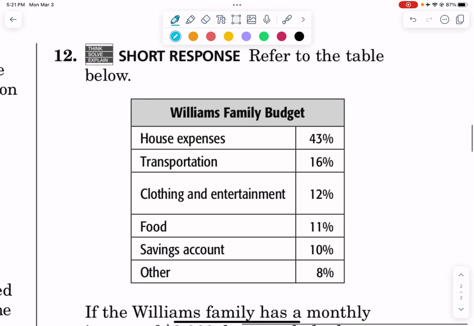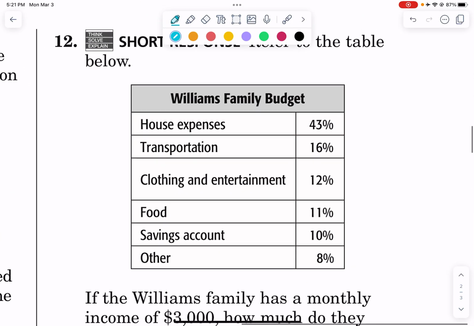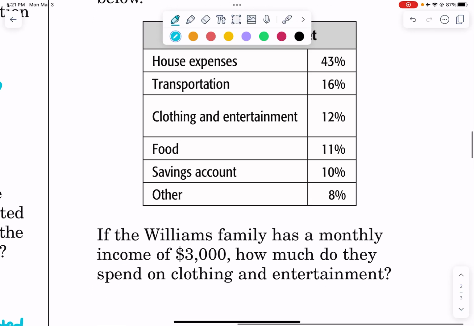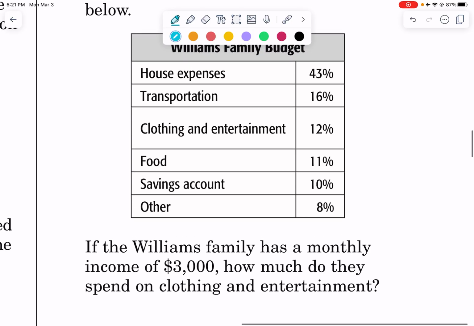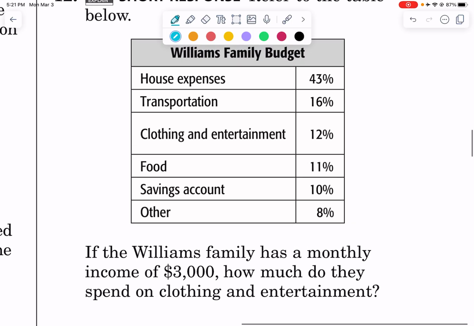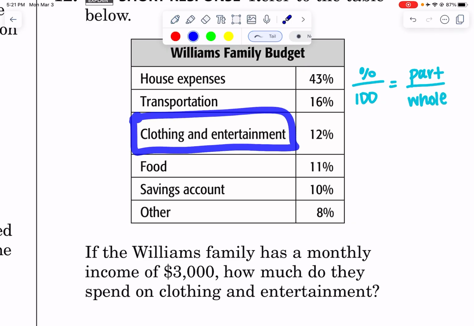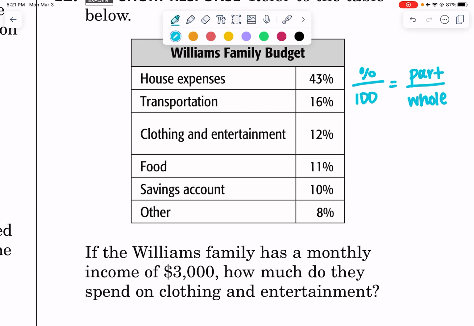Okay, 2 more. Refer to the table below. Here's the Williams family budget. If the Williams family has a monthly income of $3,000, how much do they spend on clothing and entertainment? This is another percent proportion problem. We have percent over 100 equals part over whole. So the percent for clothing and entertainment is 12%. So we're going to put 12 over 100.